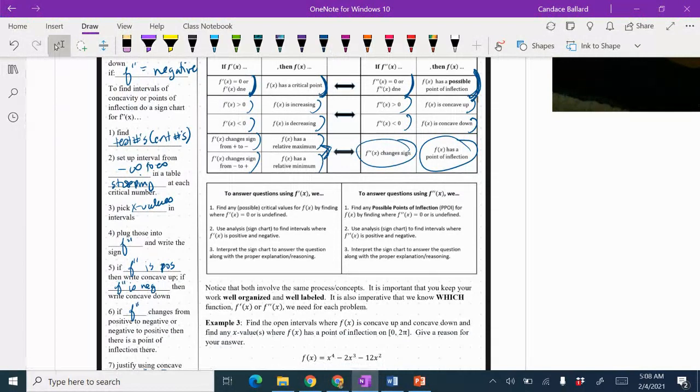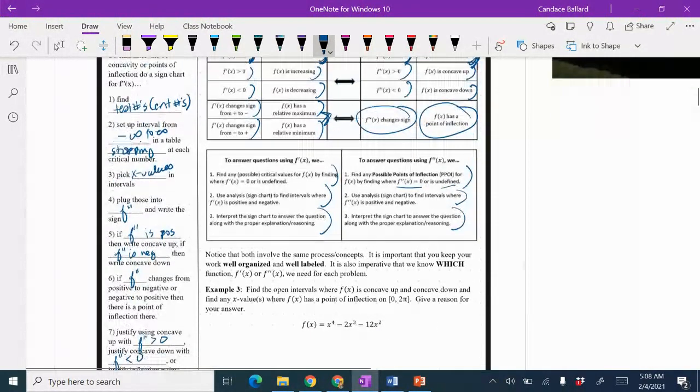To answer the question using f prime, we find any possible critical values where it's undefined, use a sign chart to determine positive or negative, and interpret the chart to answer the question along with proper reasoning or explanation. For the second derivative, we find any possible points of inflection by finding where the second derivative is equal to 0 or undefined. Use a sign chart, and interpret the question using proper explanation and reasoning.